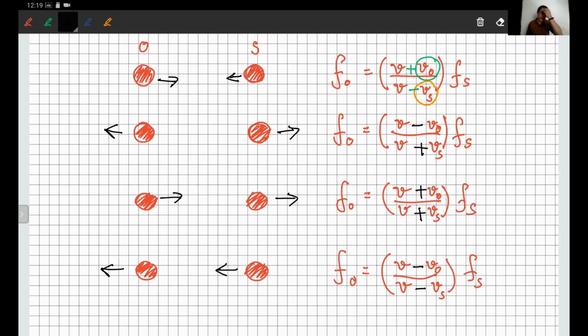Okay, so actually, if you want to categorize, for the individual observer or the source, the observer has 2 choices. It is either approaching or running away from the source. Approaching, you pick the positive sign. Running away, you pick the negative sign. That's for the observer. Now looking at the source side, when the source is going toward the observer, you pick the negative sign. That's in the bottom. And when the source is running away from the observer, you pick the positive sign. That's in the bottom.